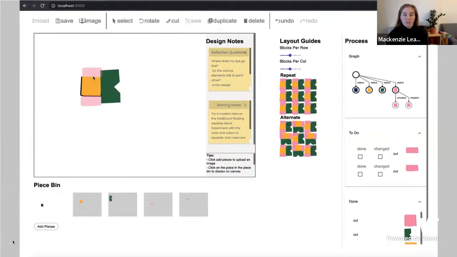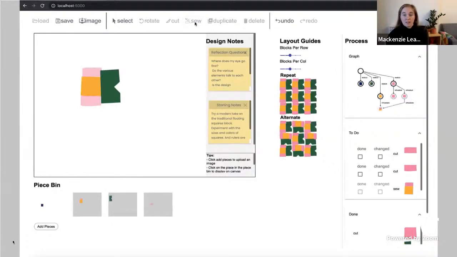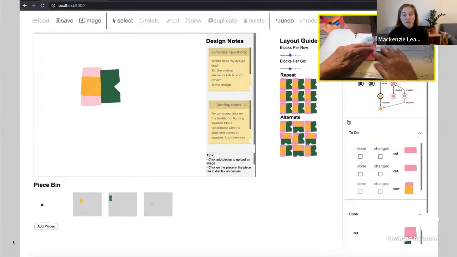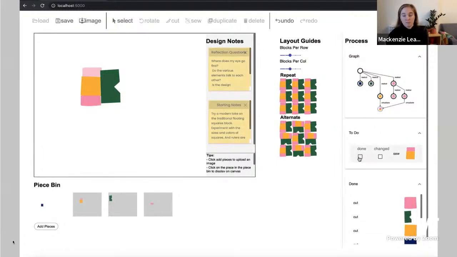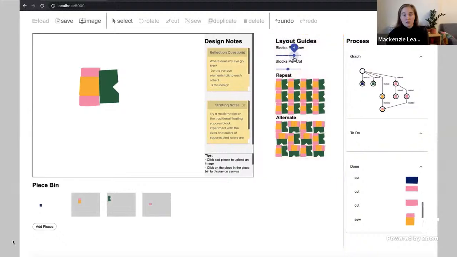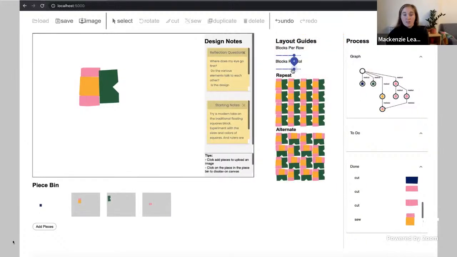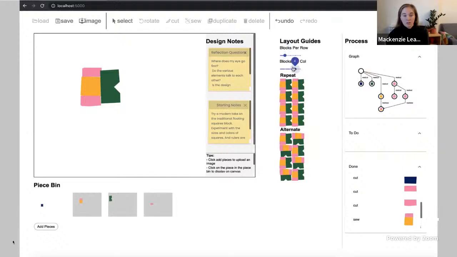Note that as they make changes digitally, items are getting added to the to-do list, which keeps track of this experimentation. And then as the user cuts and sews real fabrics, they can check these items off of the to-do list to make sure that what they see in PatchProv matches what they see in their sewing studio. And then they can see how the design looks repeated by adjusting the rows and columns in the layout guide.